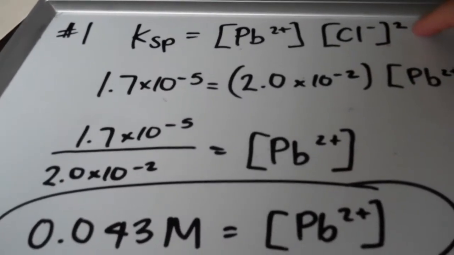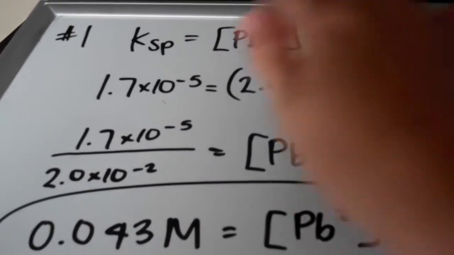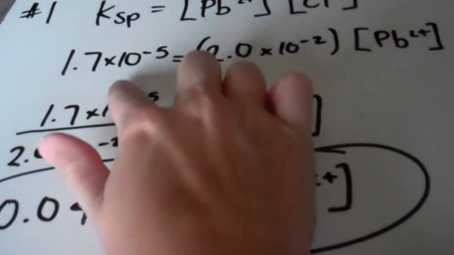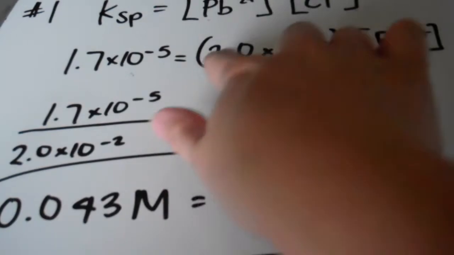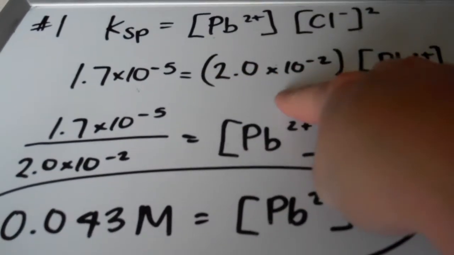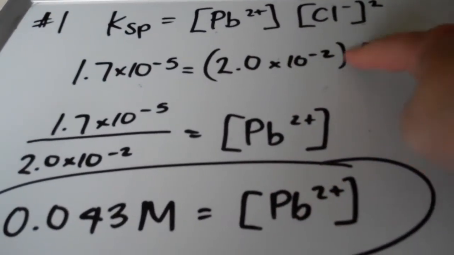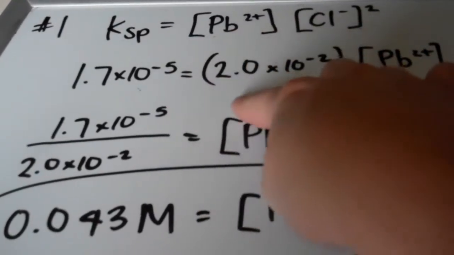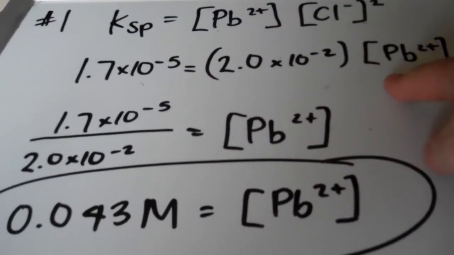Again, squared, because we looked at our reaction earlier and this needs to be squared because there's 2 moles of it. So we're going to plug in our KSP that we know. It's 1.7 times 10 to the negative 5th. This is going to equal the concentration that was given to us, which is 2 times 10 to the negative 2, of chloride. Sorry, this is of chloride, not of lead. And we want to try and find the concentration of lead.